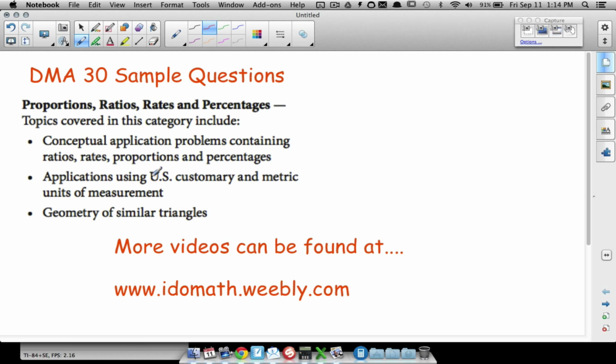So you need to be comfortable with solving proportions, working with percentages, rates and ratios, converting between US measurements and metric measurements, as well as just converting between US measurements, such as converting, say, inches to feet, gallons to pints, and then your metric system is like your kilometers, millimeters, milliliters, milligrams, and things like that. And then also a little bit of geometry with similar triangles, which is actually mainly using proportions.